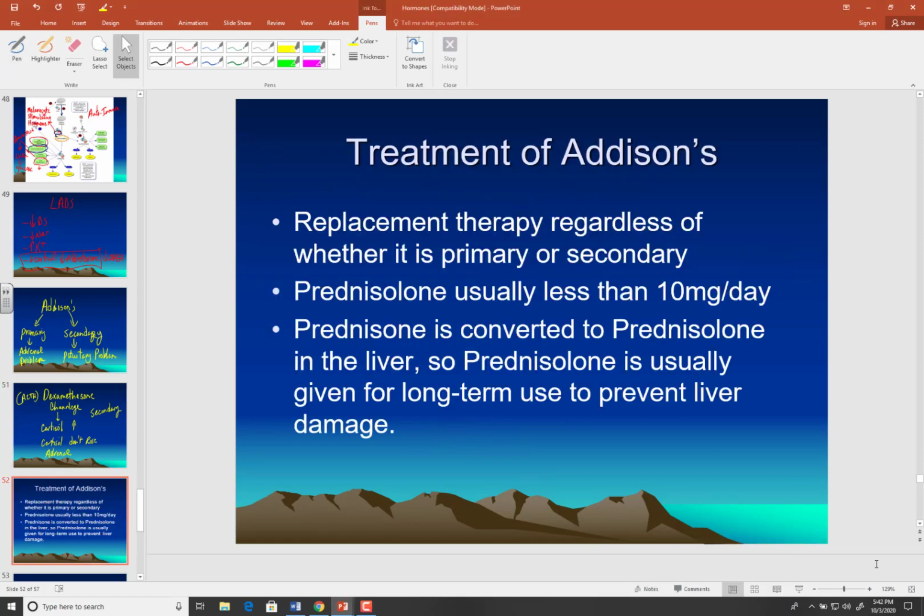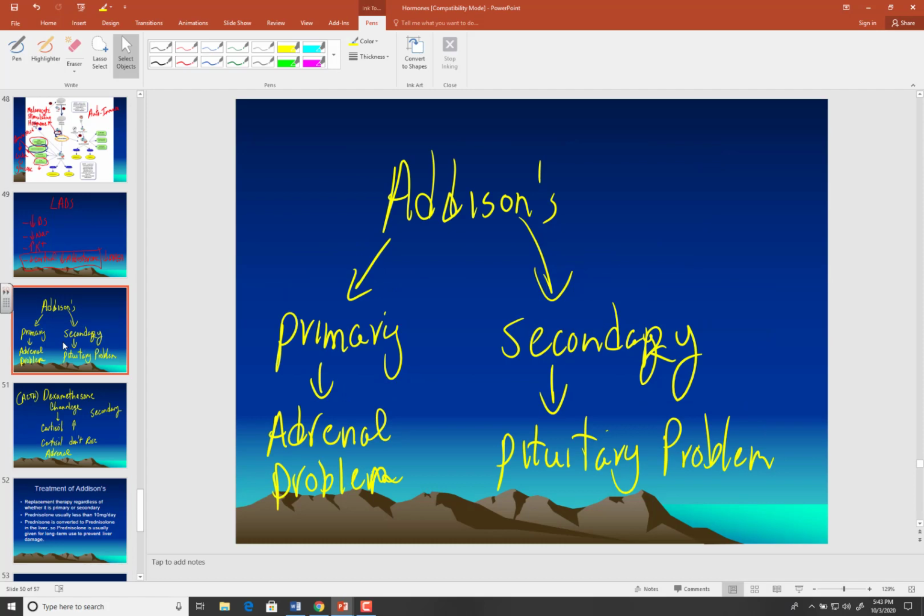Okay, so the treatment of Addison's disease is basically the replacement of the hormone cortisol. And they use prednisone, usually 10 milligrams per day or less. Prednisone is usually given for long-term use to prevent liver damage. Now, let me backtrack here a little bit. So again, we talked about the two types of Addison's: primary, where it's an adrenal problem, and secondary, where it's a pituitary problem.